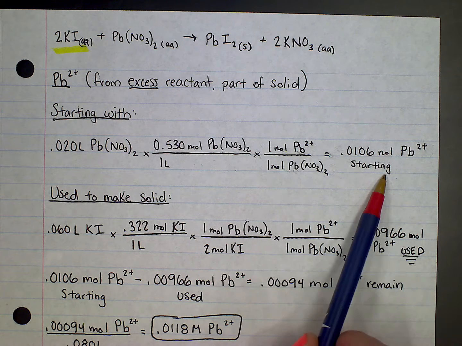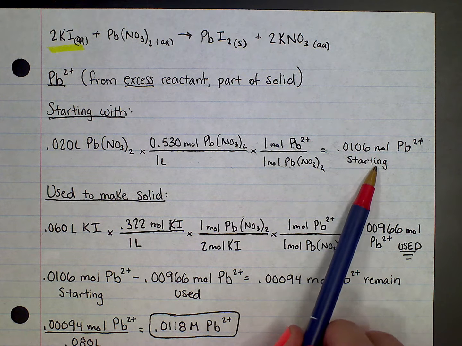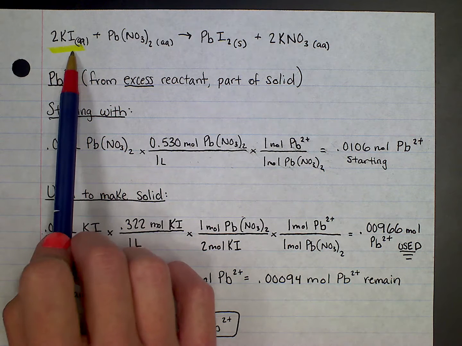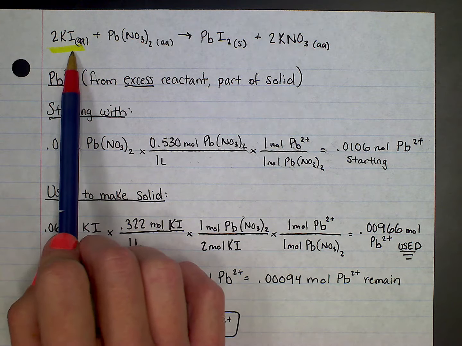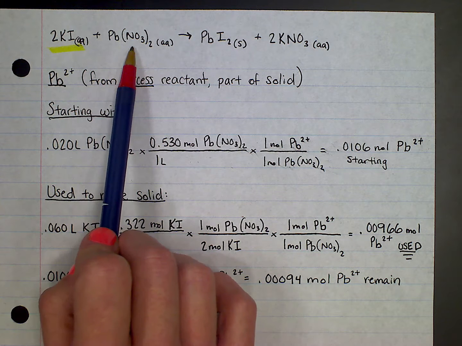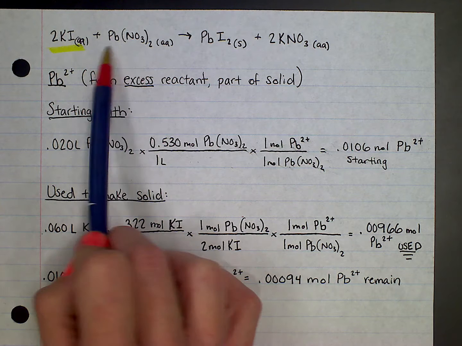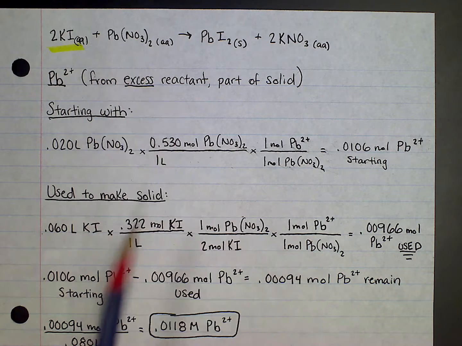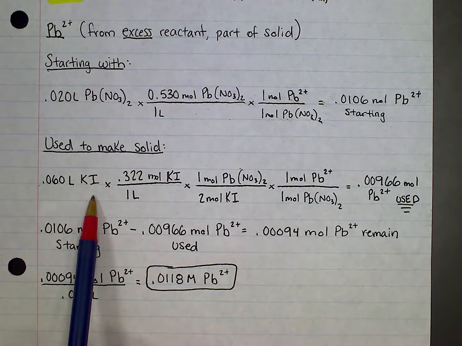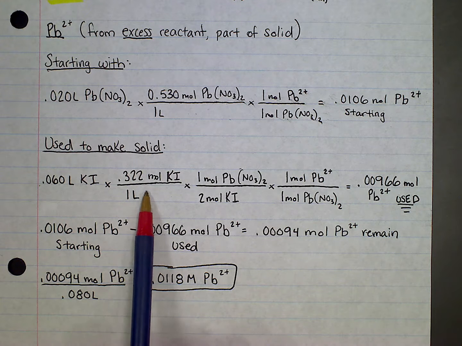Okay, so now that we know how much we started with, the next thing we need to do is figure out how much actually reacted. Okay, and this is when I want to remind you about the limiting reactant. Because the limiting reactant limits how much product can be made, that tells us how much of the excess is going to actually be used as well. So how much of this we have dictates how much of this we're going to use. So when we go to figure out how much was used, we actually have to start with the given amount of the limiting reactant, okay, multiply by the limiting reactant molarity.